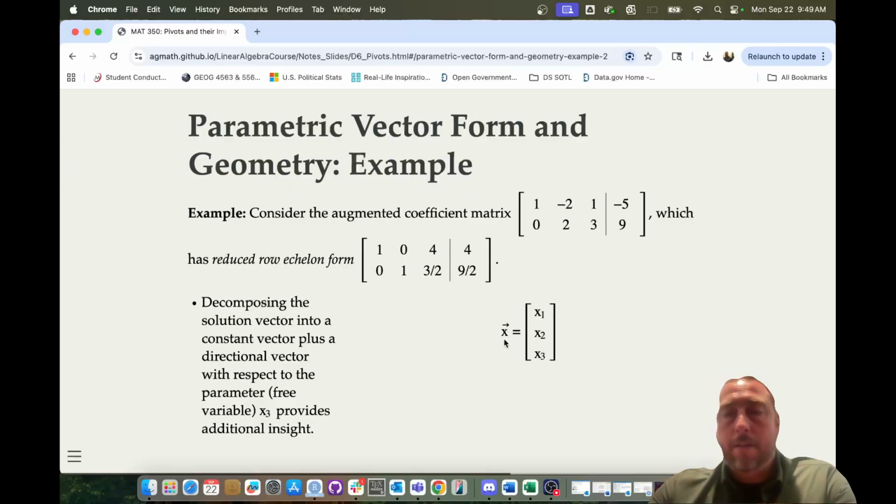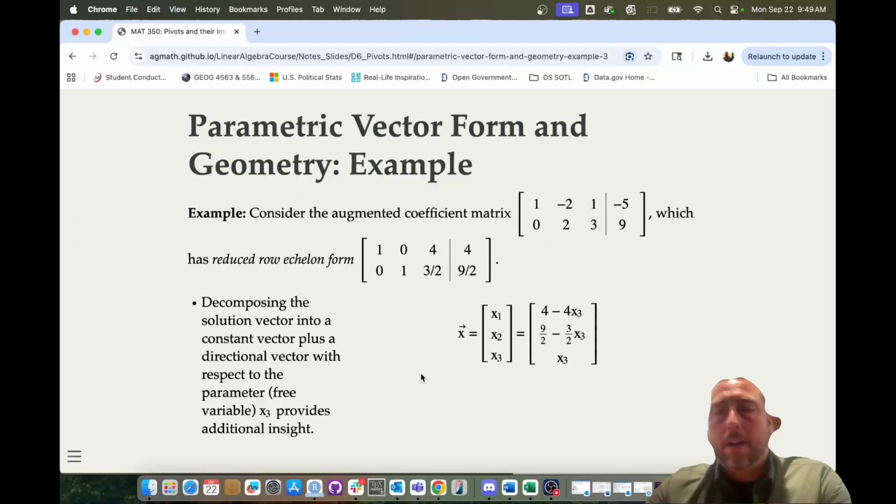We know that the solution vector x is going to have 3 components, x1, x2, and x3. We also know that x1 is 4 minus 4x3 by reading off that top row of the augmented matrix in reduced row echelon form. And that x2 is here, 9 halves minus 3 halves x3, again, for the same reason, reading that solution off from the second row. And that x3 is still free. It's not bounded by anything. And so we just list that x3 is whatever we want it to be, x3.